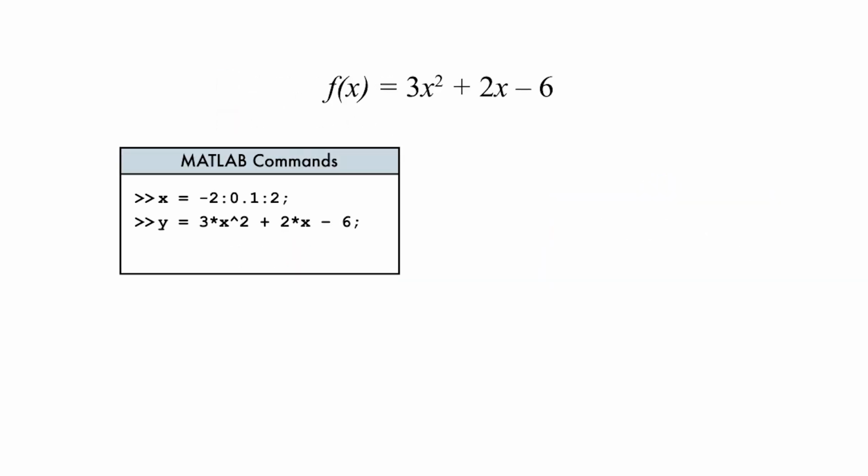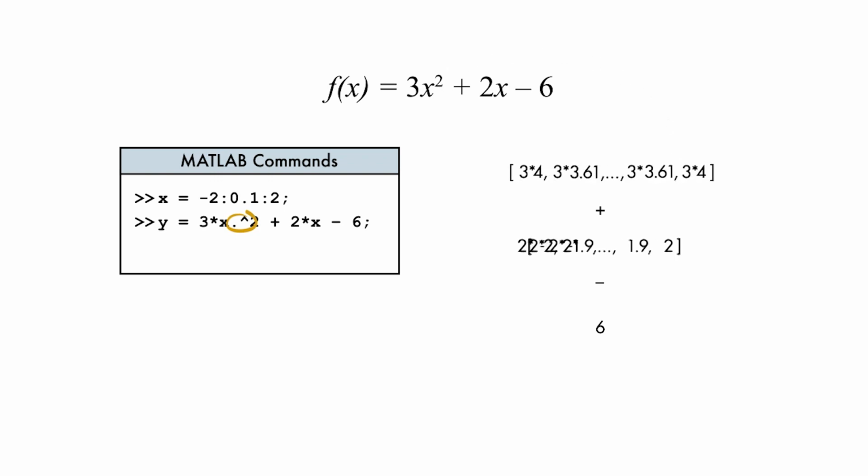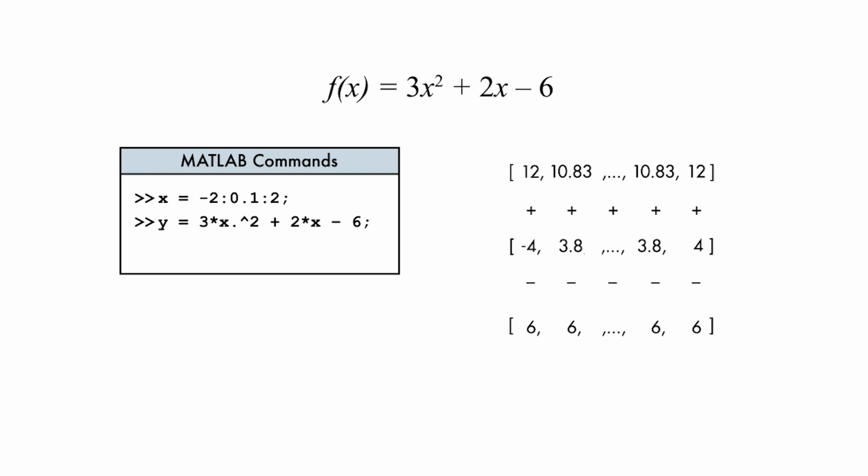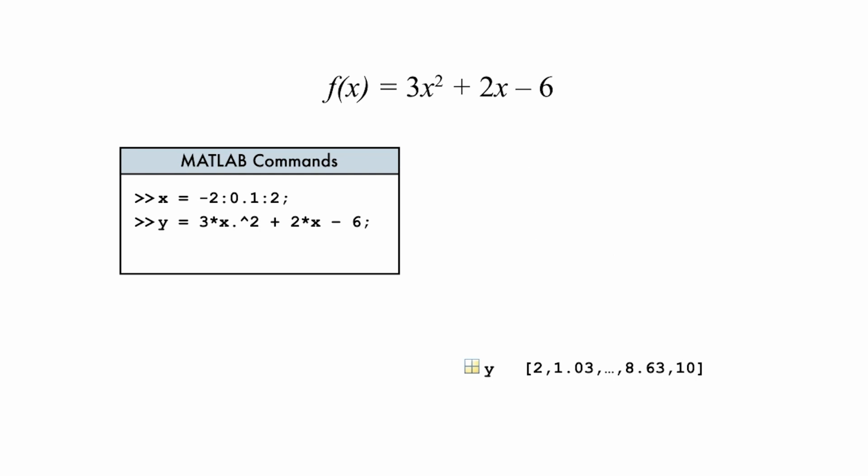Now back to that function we want to plot. Since x is a vector, we need to use the element-wise power operator to square each element of x. Let's see how this expression is evaluated. First, each element of x is squared. Then, each element of the two vectors are multiplied by the scalar. Finally, when adding or subtracting scalars and vectors, the scalar is automatically expanded to match the size of the vector before performing the addition or subtraction. And there you go. Using element-wise operations, we created a vector of y values calculated for each point in x.